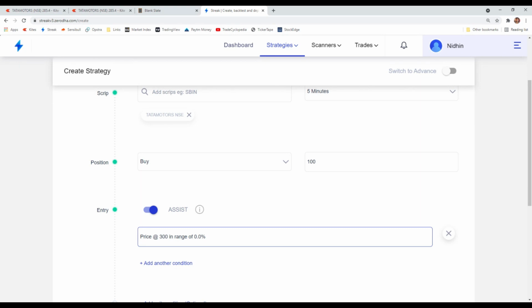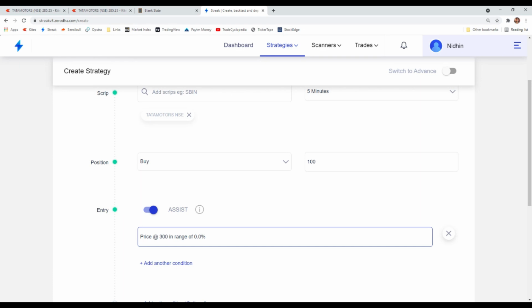For example, if Tata Motors traded at 299 for the last time, and the next trade happened at 301 or 302, it just skipped that 300 rupees trade. It hasn't traded at the 300 level, so this trade will not get executed, because it will get executed only if it traded at 300.